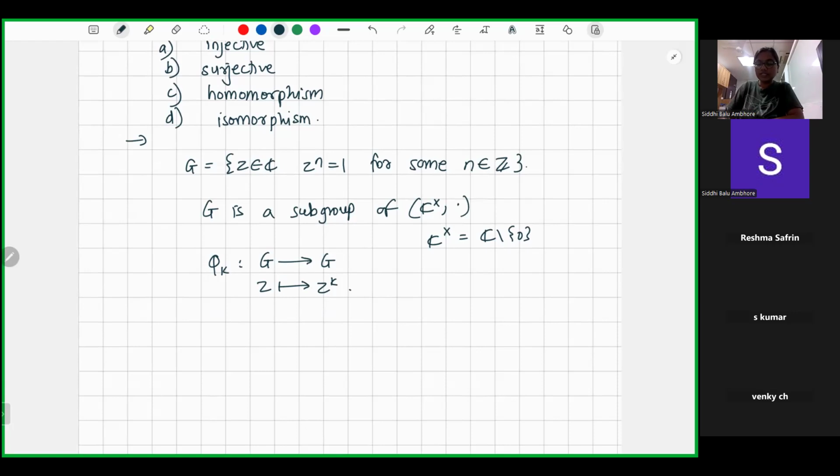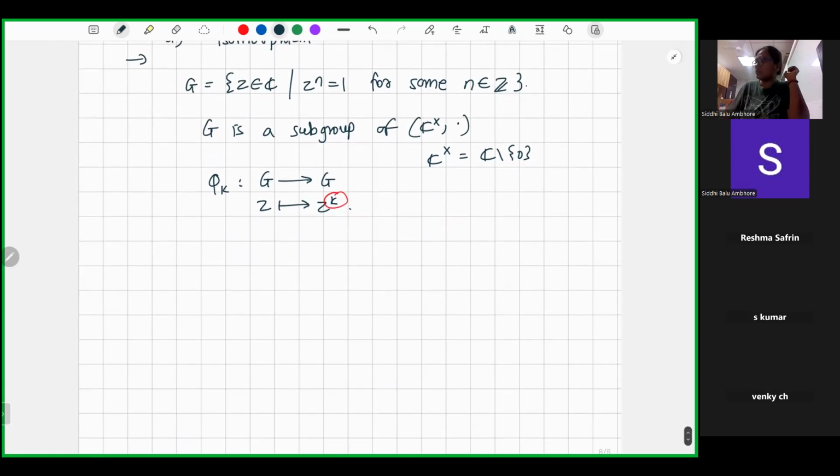See, my G is such that Z power n is 1 for some n, but that still does not guarantee, for a given K, that this happens. I mean, the definition of G does not guarantee that there will always be some Z in C such that Z power K becomes 1. Okay, but we are in complex numbers. So to check injectivity.